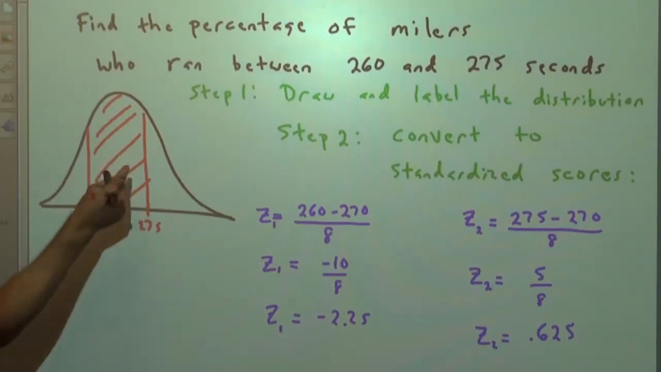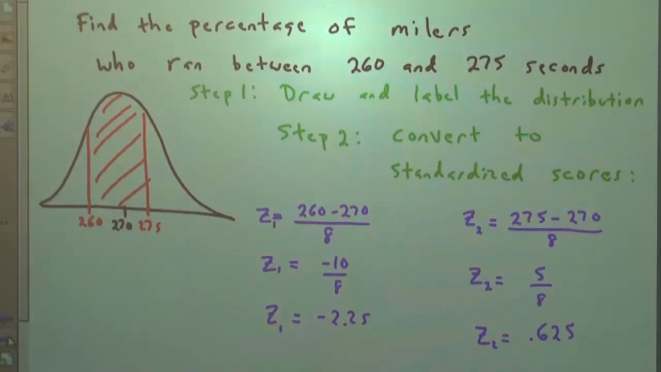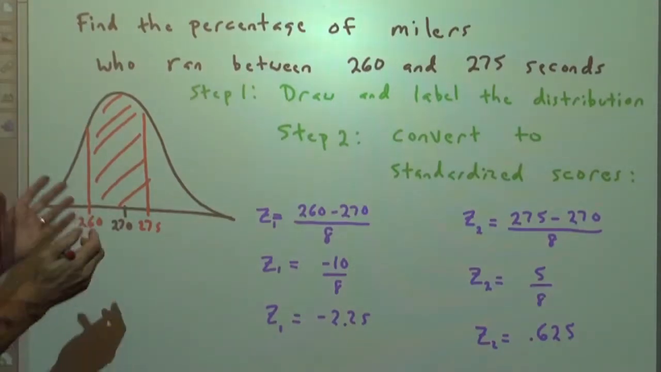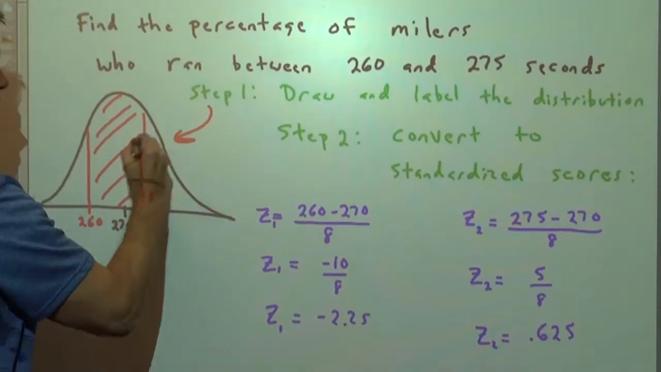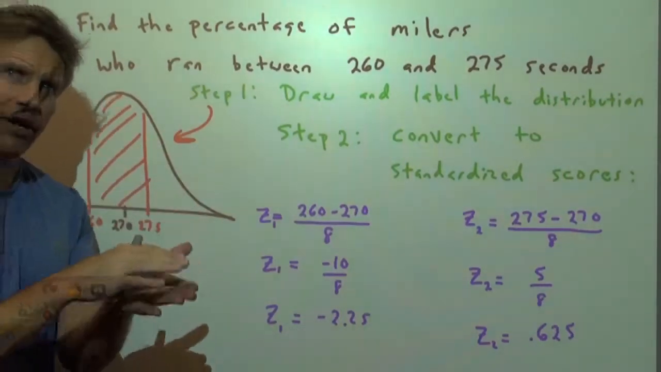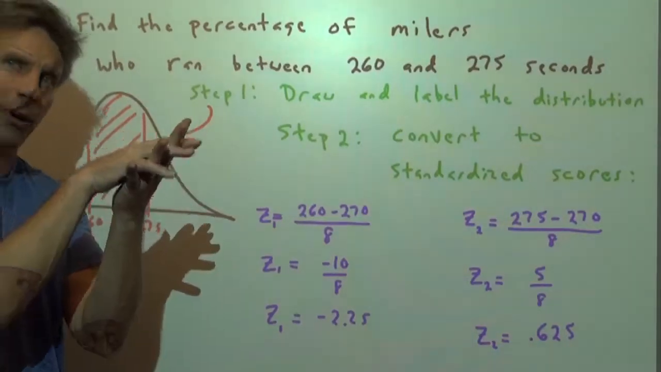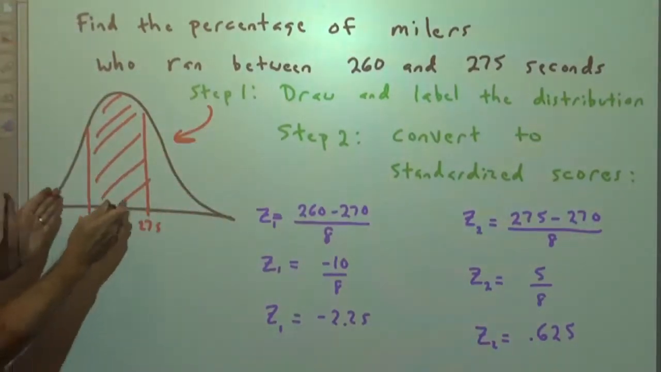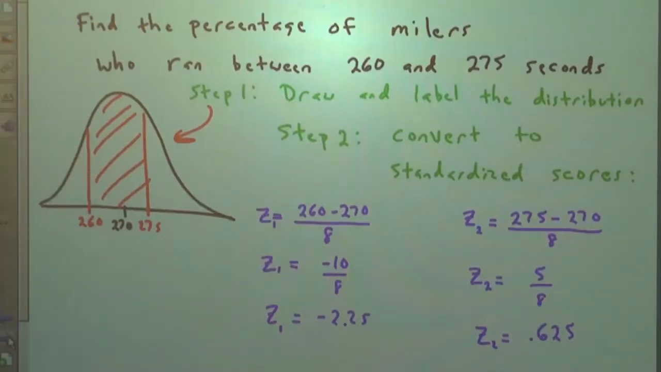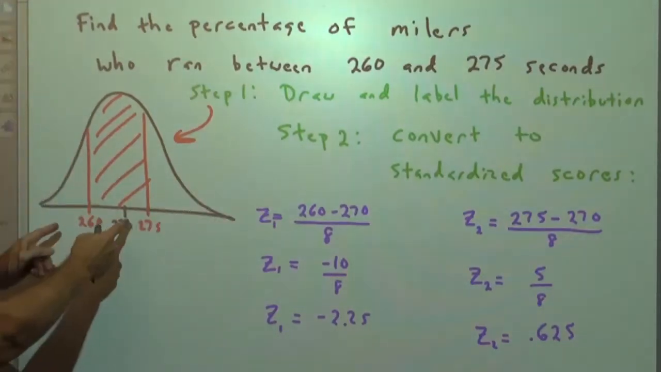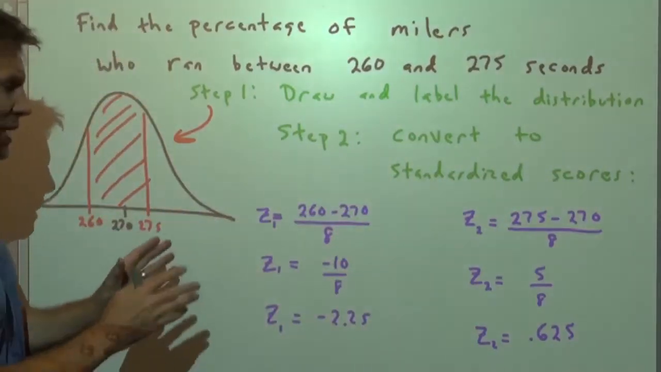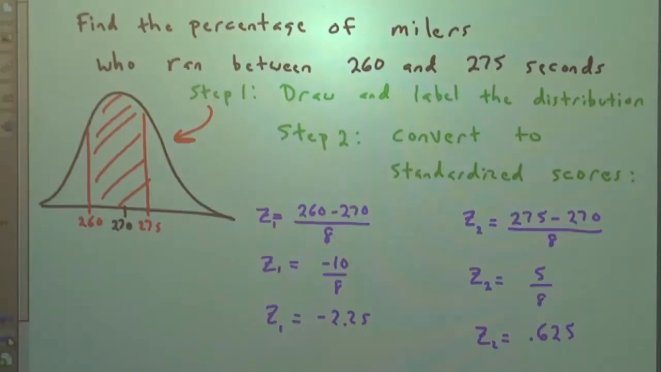Step 1. Guys, draw a picture of the normal distribution and label it and shade what you're looking for. Even if you're not visual, this is a good thing to do. So this is step number 1. We can see that the area under the curve, and the area is probability, the area is the proportion of the population that's in that interval of times. That's what we're after. So we say, okay, step 2, convert these times or these scores to standardized scores, to z-scores, which tell us how many standard deviations away from the mean we are.